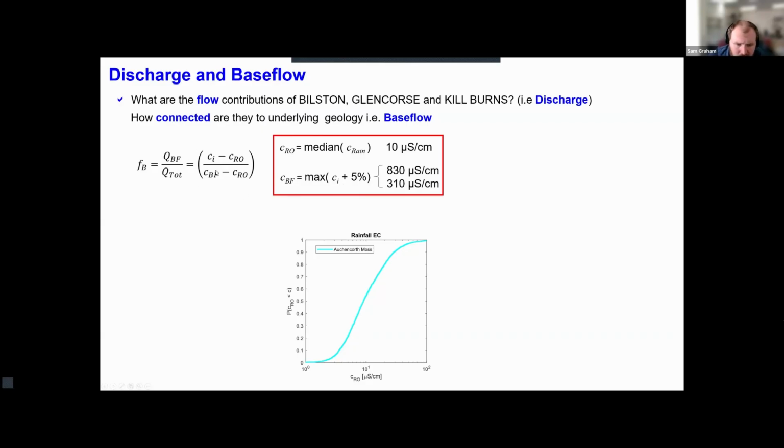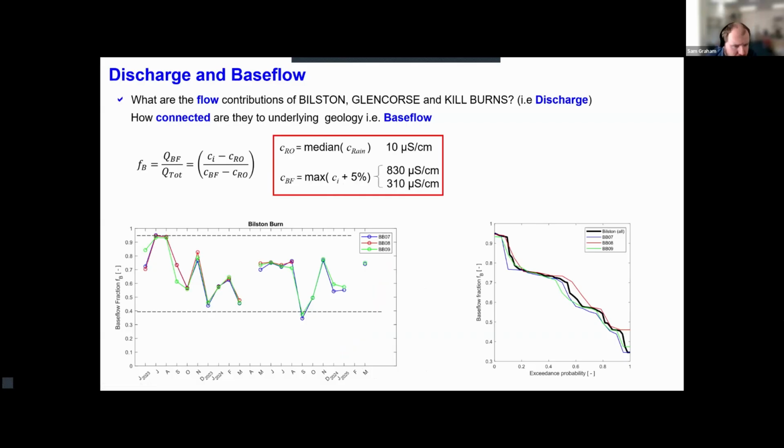in that catchment. If we do this for the Bilston, it's obviously seasonally variable, but it's staying somewhere between 40% and maybe just over 90% of its flow coming from the subsurface rather than direct runoff.